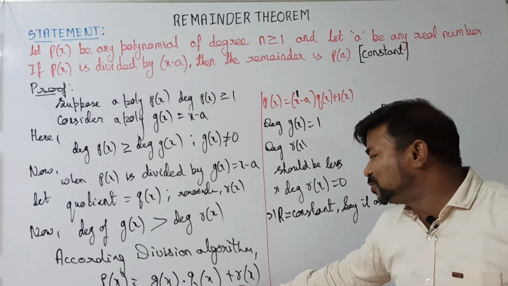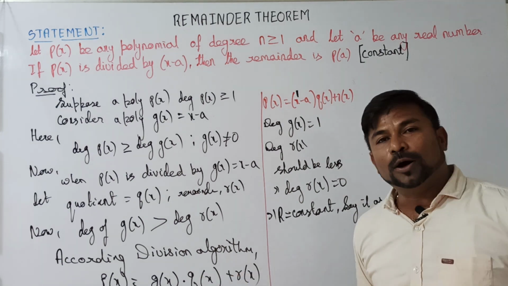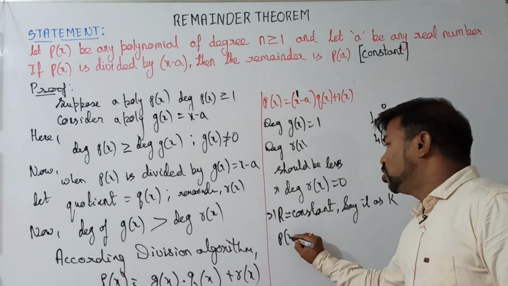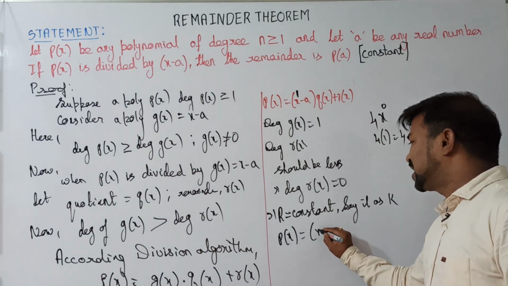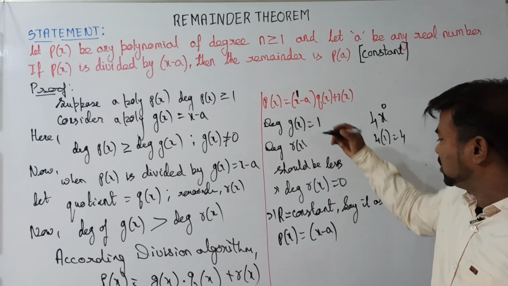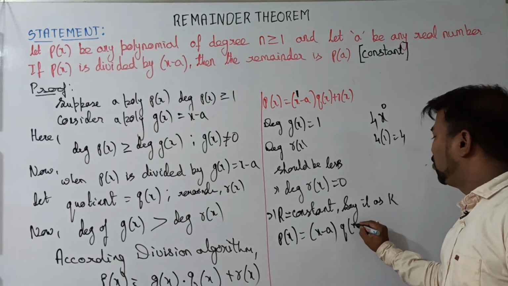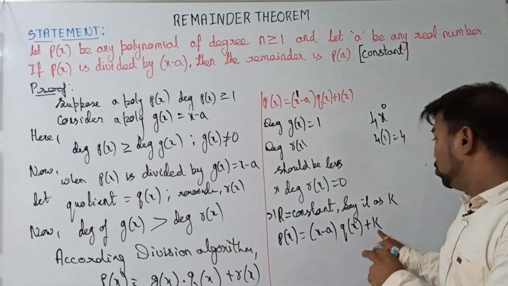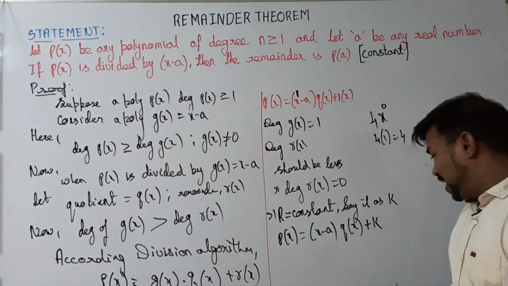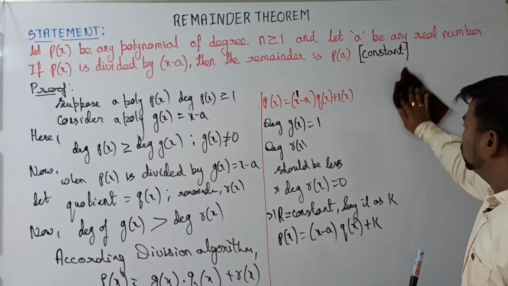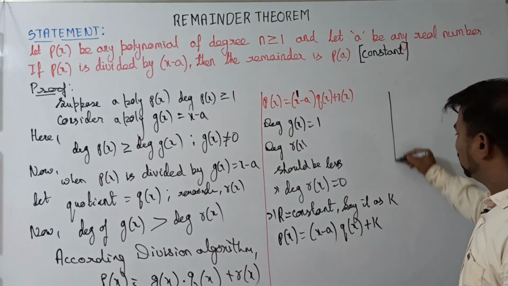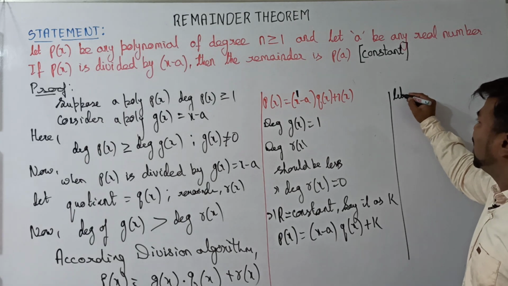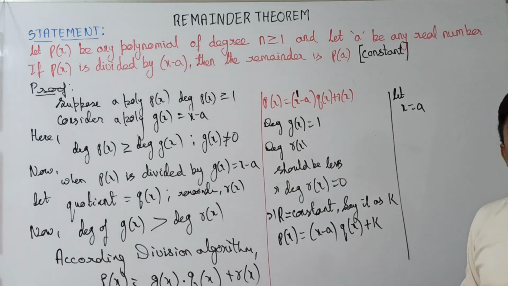Now let us substitute the value of k in the division algorithm. Which implies p of x is equal to x minus a into q of x plus k. So we got a constant there. Now let us consider a few more things. In the place of x, let us substitute a. Let x be equal to a. Let us check it out.